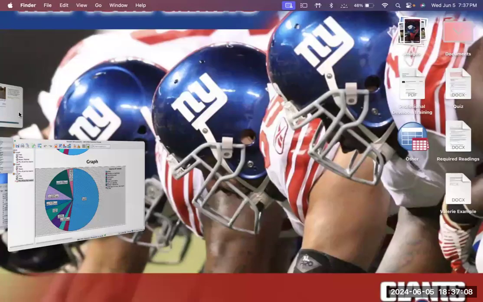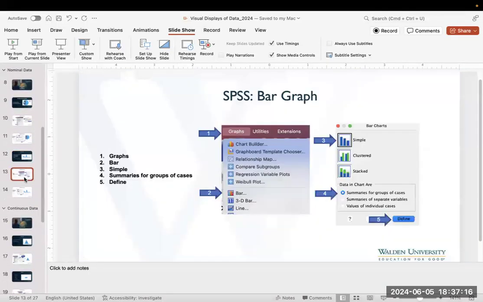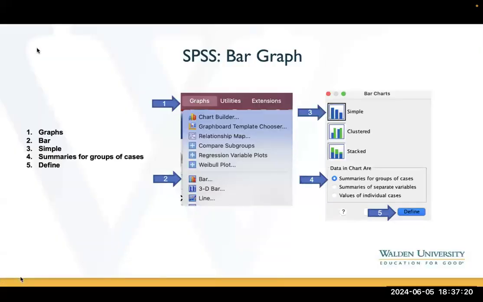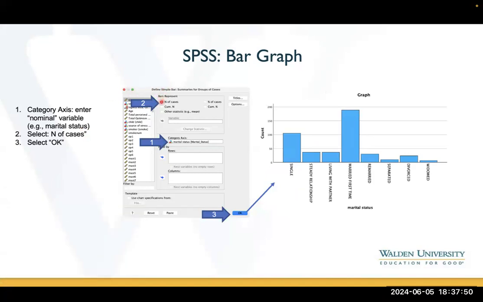Okay. Now, the next thing that we want to do is look at the bar graph and see how we do it. Same thing. From the graph menu, we simply go down to bar. In this case, we're just going to do a simple bar chart. Summary for the groups. And again, we have to tell SPSS what bar chart we want to create. And that's with the define function. When we get into the define function, either the n or the percentage, it doesn't matter, whatever you want. You put your variable in here, the marital status. And there's your marital status, right there for you.